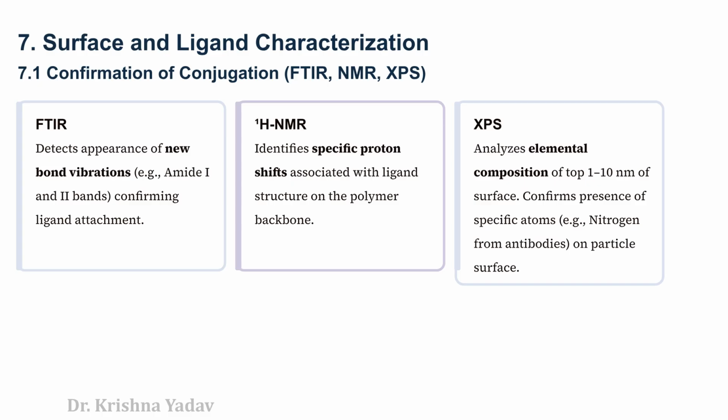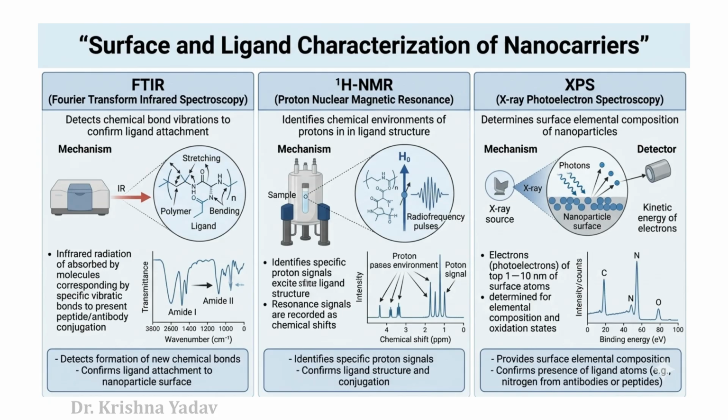Surface and ligand characterization confirms conjugation. FTIR detects new bond vibrations. 1H NMR identifies specific proton shifts. XPS analyzes elemental composition of the surface. The various characterization techniques confirm ligand attachment. FTIR detects chemical bond vibrations. 1H NMR identifies chemical environments of protons, and XPS determines the elemental surface composition of nanoparticles.